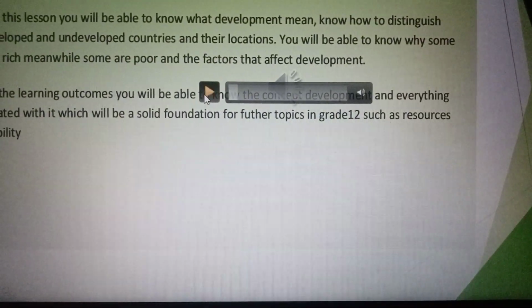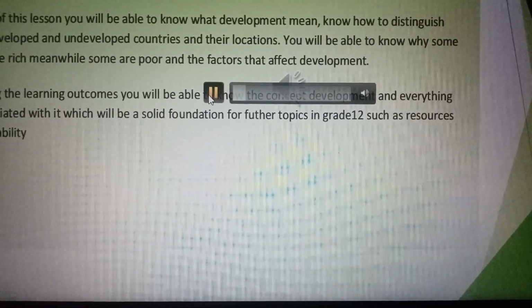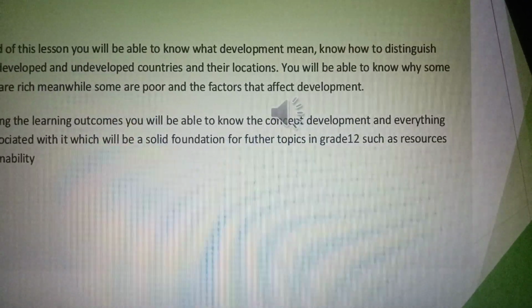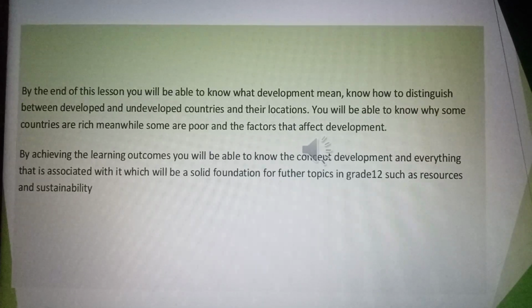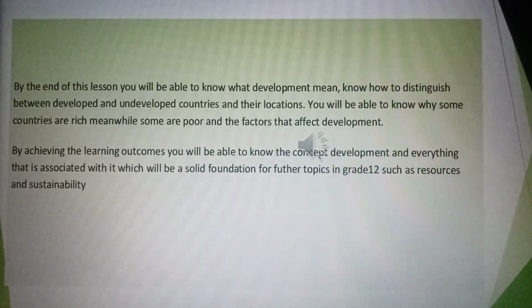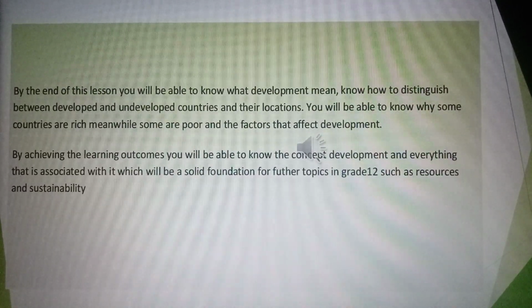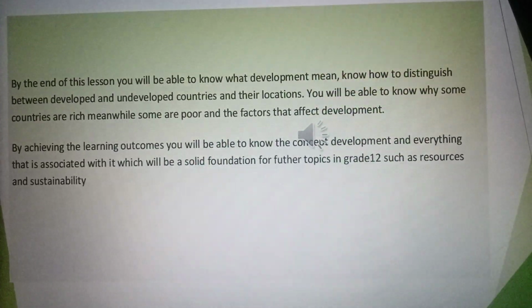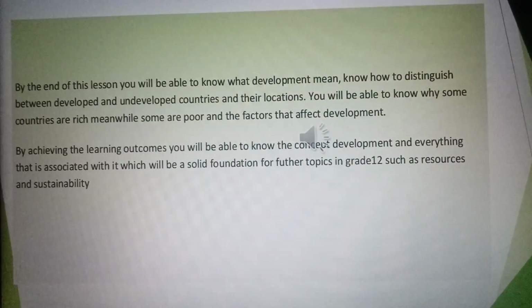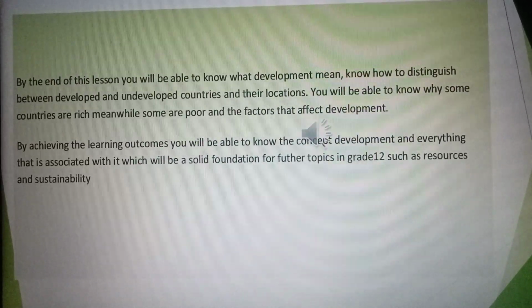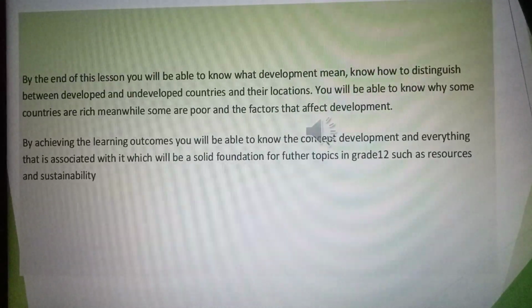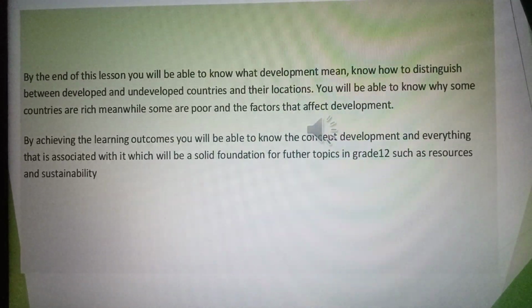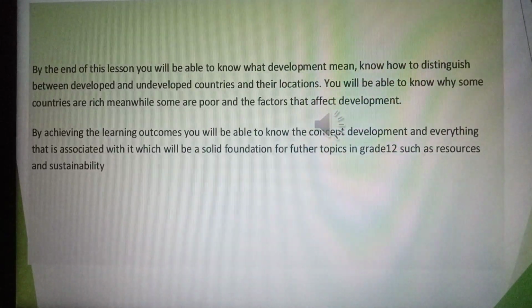By the end of this lesson, you will be able to know what development means. You will also be able to distinguish between developed and undeveloped countries together with their locations. You will be able to know why some countries are rich while some countries are poor, together with the factors that affect development. By achieving the learning outcomes, you will be able to know the concept of development and everything that is associated with it.